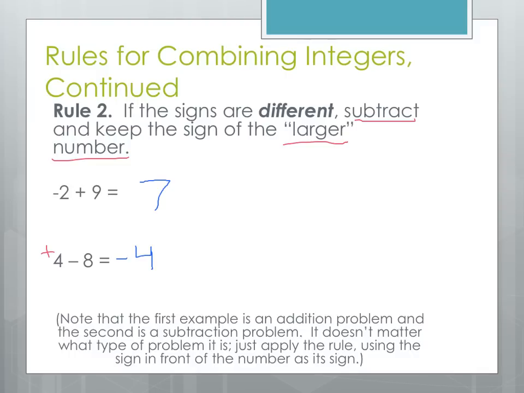So just to review, the signs are different. We subtract the two numbers, and we keep the sign of the bigger number, the largest absolute value. And note that in these examples, the first example is addition and the second is subtraction. It doesn't matter what type of problem we're using. We just apply this rule, and we use the sign in front of the larger number for its sign.